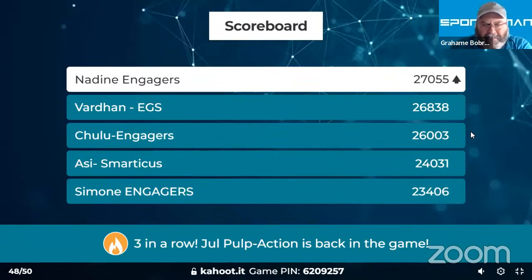Nadine retakes her place on the top of the board. Vardan, shame. That was a tough one to get wrong. Chulu is up there. And Simone from the Engagers has made it pretty difficult now for anybody to get up there. Top 3 are quite solid. So it's going to be interesting. Still 49 and 50 to go. Very tight. Quite exciting. Good luck, guys.